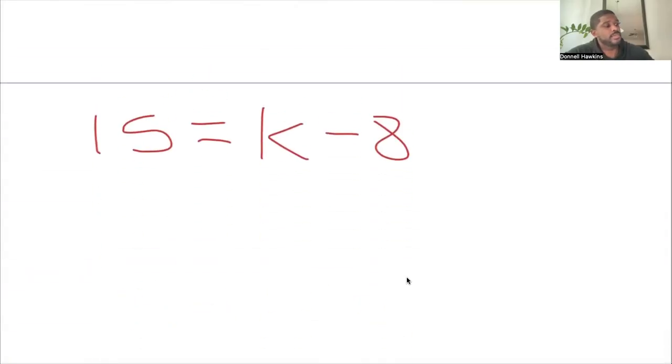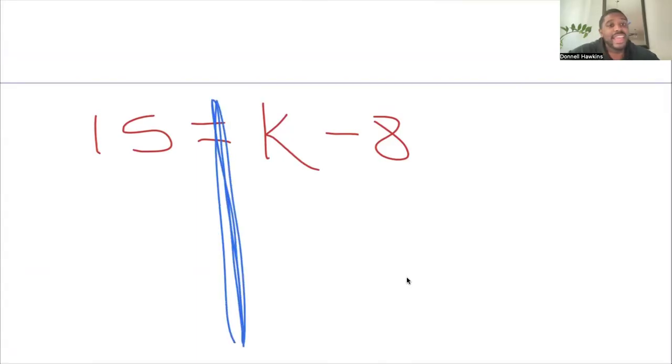Do the same thing. 15 equals K. All right. I know that. Let me write this a little better. There we go. 15 equals K minus 8. Same exact thing. I go ahead and draw my line, draw my wall through the equal sign. K is on the right side of this equal sign. So I am on the right side.